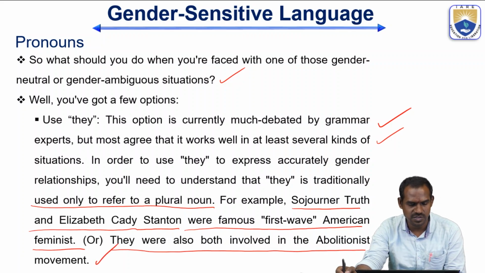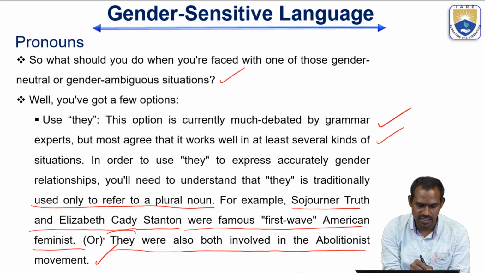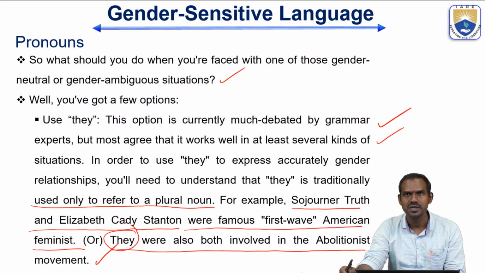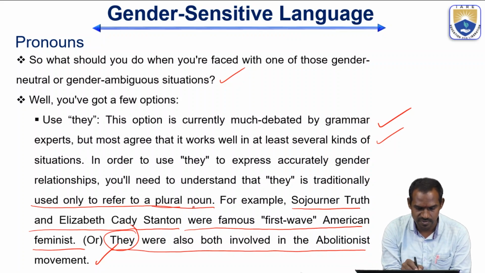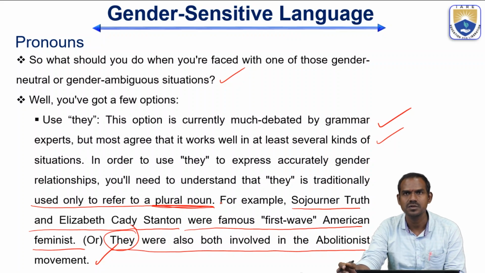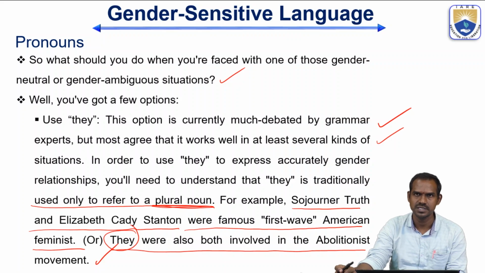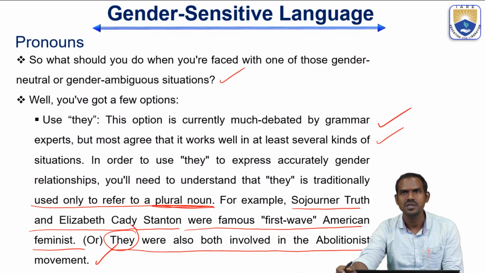So here, Sojourner Truth and Elizabeth Cady Stanton were replaced by the corresponding pronoun they, because it is a plural noun. As I explained here, for a plural noun, the suitable pronoun is they, whether they are male or female, or neutral or non-human things. If it is plural, you can use the pronoun they. That is what I have shown here.